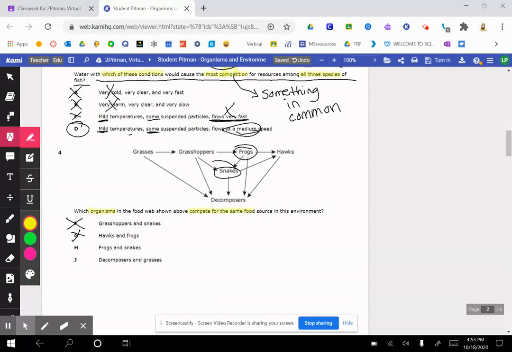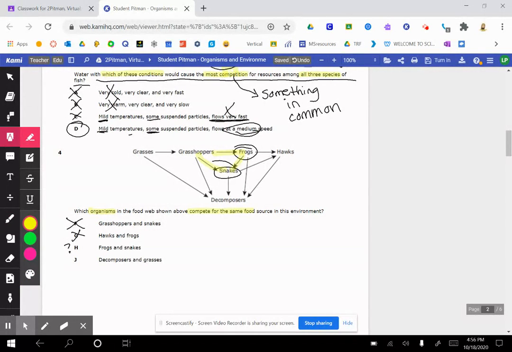So my frog's food source is a grasshopper. My snake has two food sources, frogs and grasshopper. See, now I see my frogs have the grasshopper as a food source. My snake has the grasshopper as a food source. So I'm thinking this is my answer, but you should always check. So let's make sure. My last one, decomposers and grasses, and I think I had a lot of people pick this one.